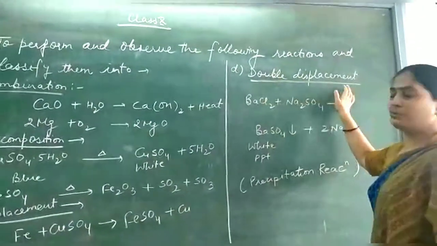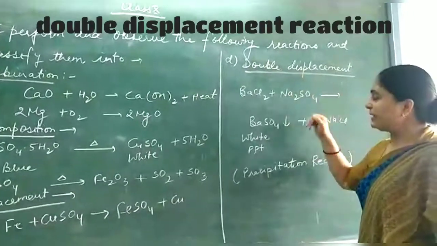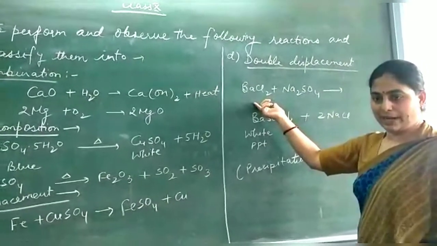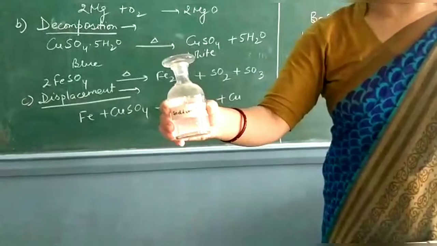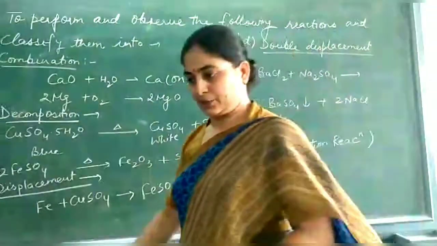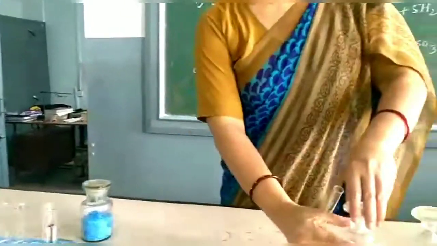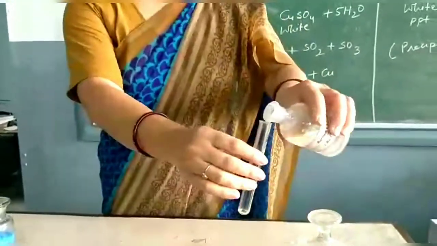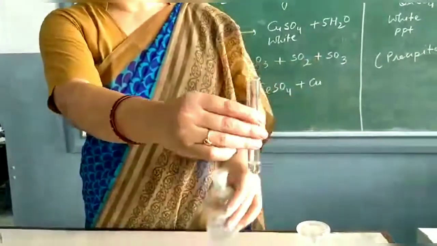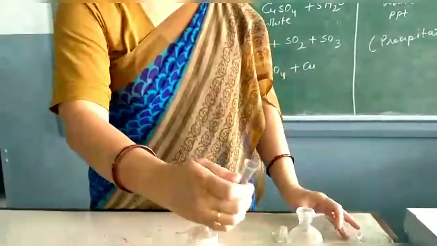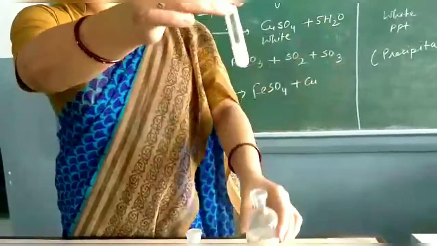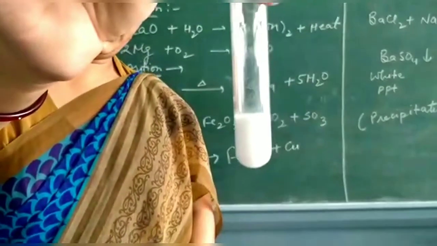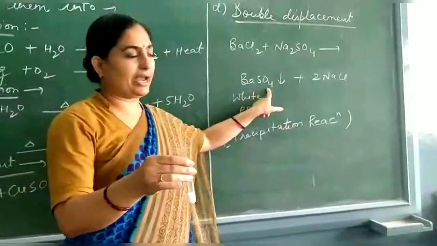Fourth we have double displacement reaction. An example we have taken is barium chloride, which is a colorless solution, and sodium sulfate, which is again a colorless solution. In a test tube I have taken a small amount of barium chloride and I am adding the same amount of sodium sulfate to it. After adding, you can see a white precipitate forms.